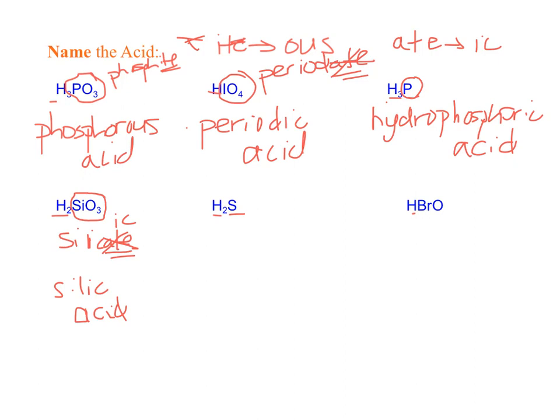H2S, it's just a binary acid, 2 elements total. So we're going to say hydrosulfuric acid.